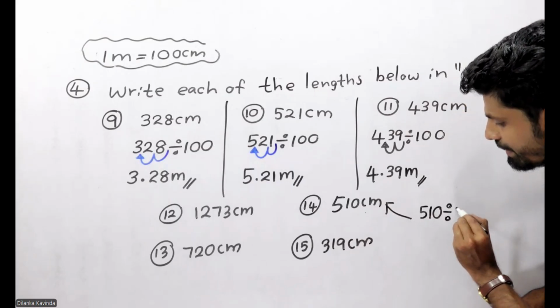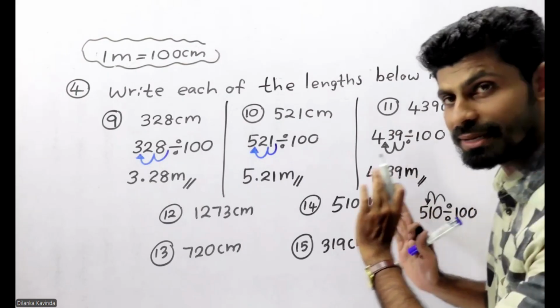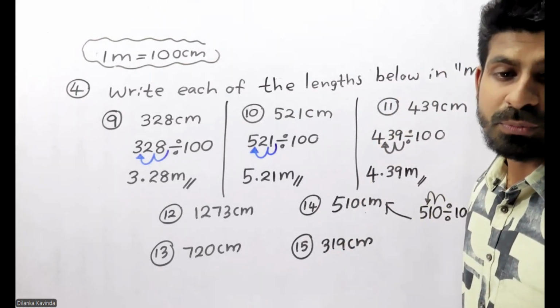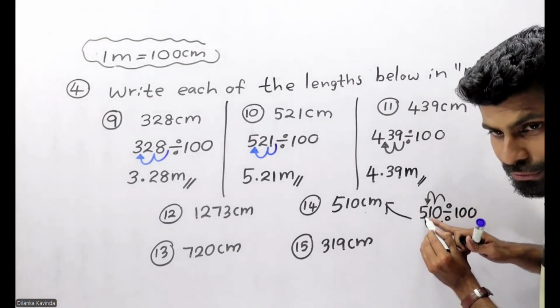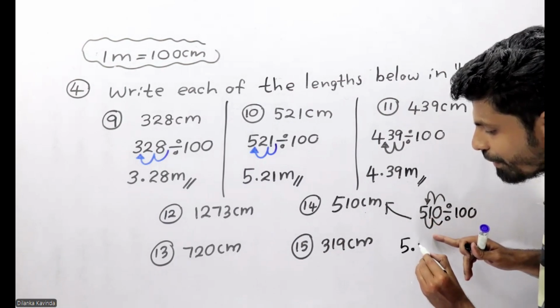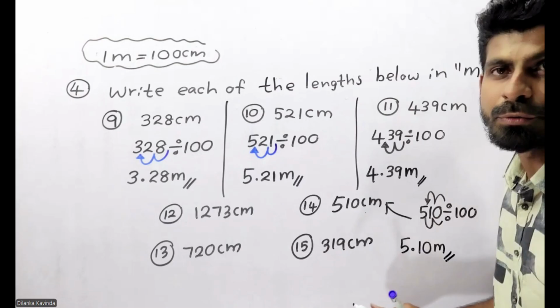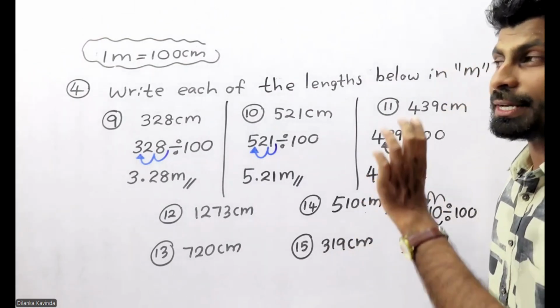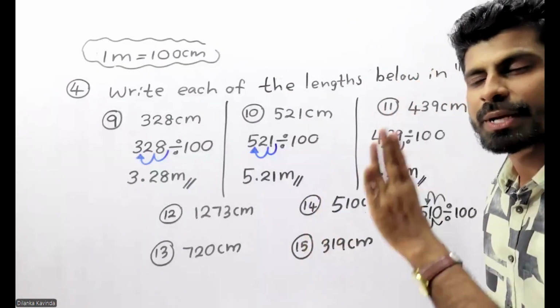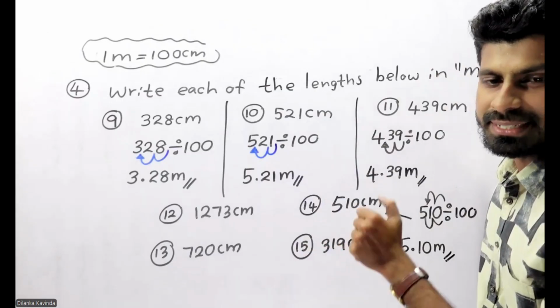Look at this one. 510 divided by 100. How many decimal places do we move to the left? 2 decimal places to the left. So that means 5.10 meters or 5.1 meters. Easy. Try to do this one. You need to write down all the questions. Try to do this by yourself. Question number 14 and 15.